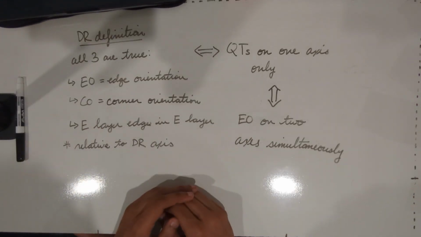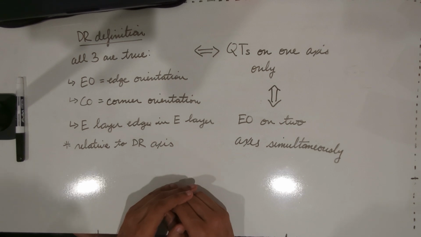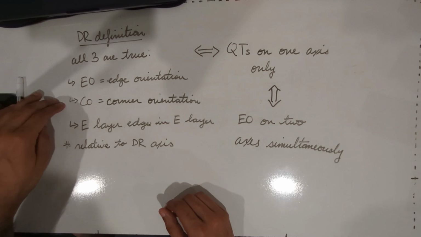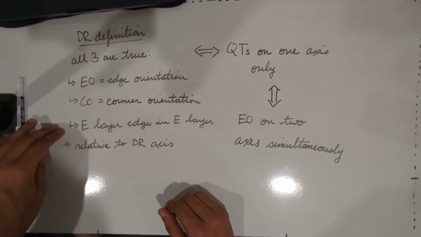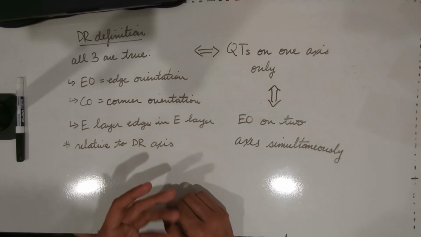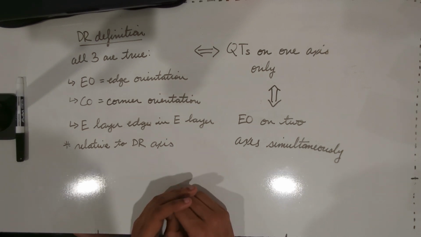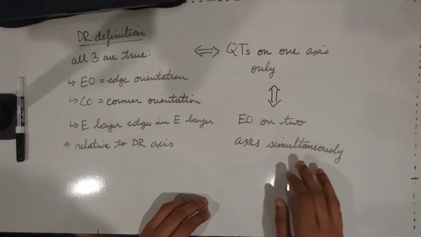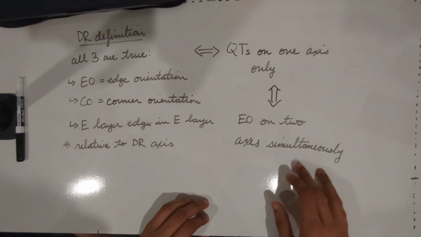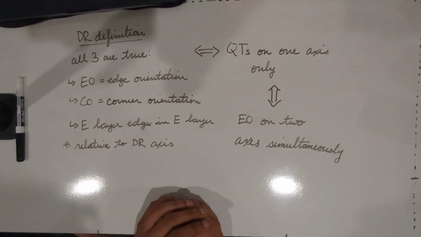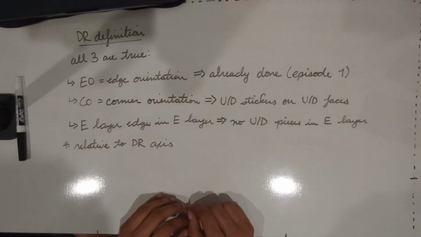As we did with EO, we need to define what DR is so we know what we're aiming for. DR can be described as a state where all three of the following are true: EO, or edge orientation, CO, corner orientation, and the E-layer edges are in the E-layer. Note that like EO, DR is axis dependent, and we're going to think about completing DR on the UD axis for this tutorial. An equivalent definition is a state that only requires quarter turns on one axis or has EO done on two axes simultaneously. These two are not as useful or clear how to use, so let's just stick to these three requirements for our purposes. Let's go into these in a little more depth.